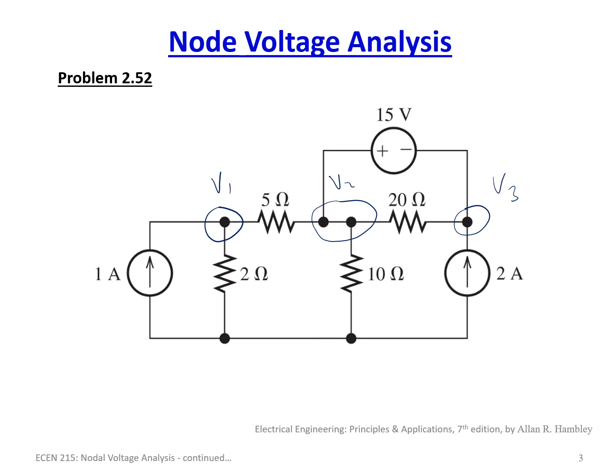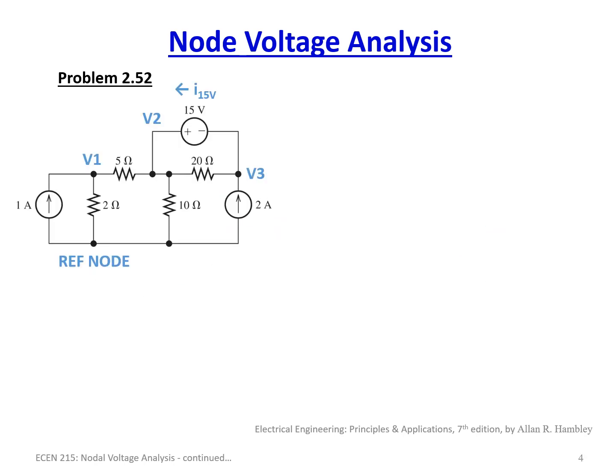Same thing with this 15 volt power supply. The only thing that makes this particular problem complicated is we have this 15 volt power supply. If it was a current supply, as with this 1 and 2 amps, this would work really good for a KCL, but instead we have a power supply, which complicates things just a little bit. So let's go ahead and dive in on this problem and start sorting this out. So again, we'll just go ahead and call this our reference node, V1, V2, V3, and let's move on.